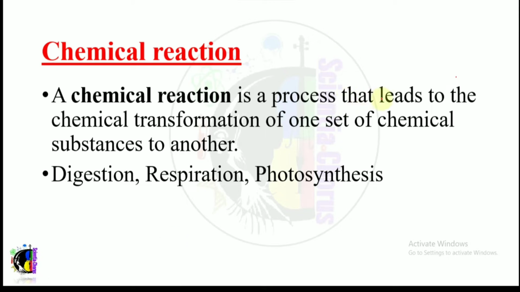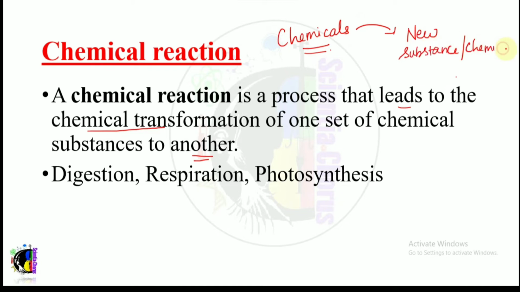So a chemical reaction is a process that leads to the chemical transformation of one set of chemical substances to another set. In a very simplified way, it's a kind of process by which the composition and properties of the original substance change. What is that substance actually? It's nothing but the chemicals. There are some changes happening to the chemicals resulting in the formation of a new substance, or new chemicals. So what is happening exactly? There are some changes happening within the atoms and molecules of a particular substance, which we are calling chemical reaction. When we take an example, you'll understand it clearly.